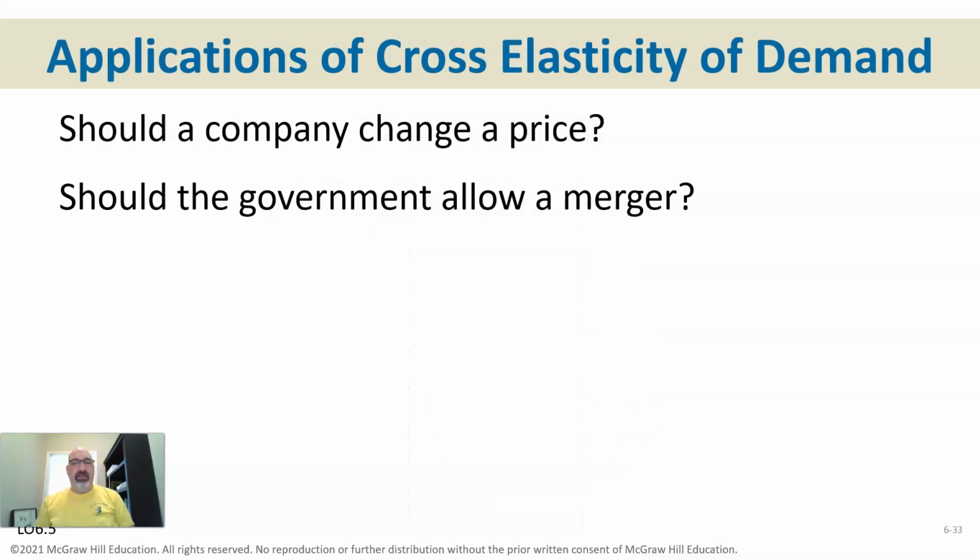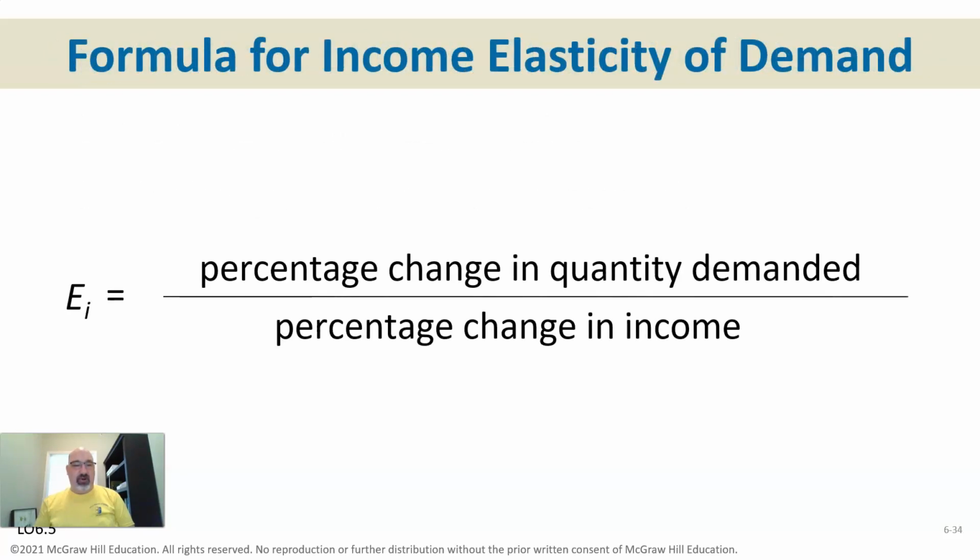So applications of cross elasticity of demand. Should a company change its price, and should the government allow a merger? We'll get more into mergers when we get into monopolistic competition and oligopoly, when we talk about four-firm concentration ratios and the HHI. But that's a big thing about that. So talking about that cross-price elasticity and vertical mergers, horizontal mergers, that kind of thing.